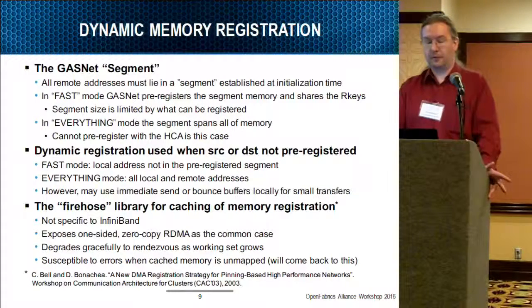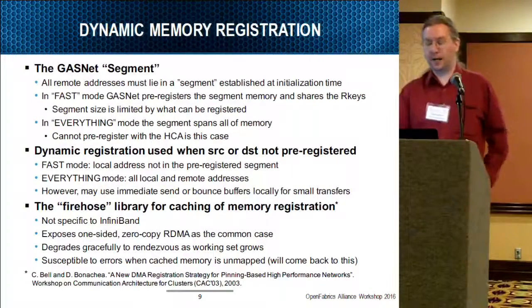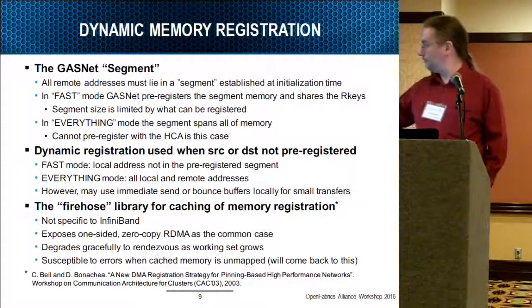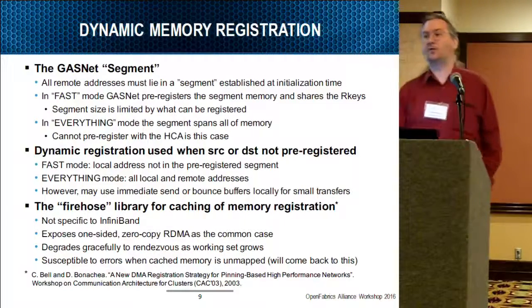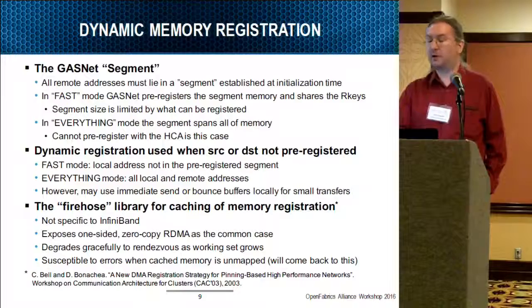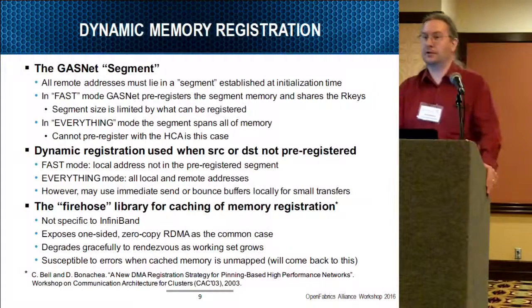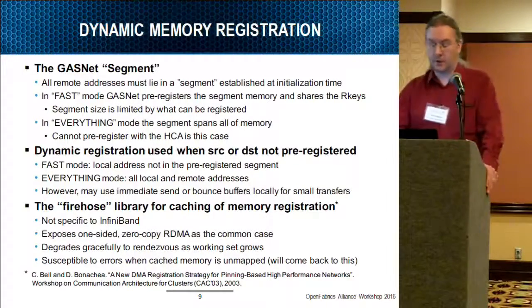I should note that we avoid dynamic registration when possible. For instance, immediate send for things that are small enough, and bounce buffers can also be used either for gets or puts to avoid registration at the initiator's end. There's a paper citation down there at the bottom for more detail. We developed something we call the Firehose library. It's not specific to InfiniBand. It was actually originally developed for Myrinet GM, but we've also used it in several other networks as well.